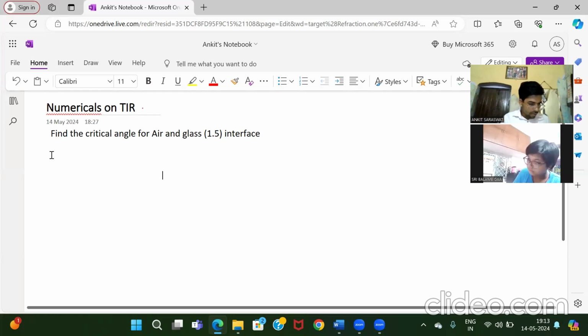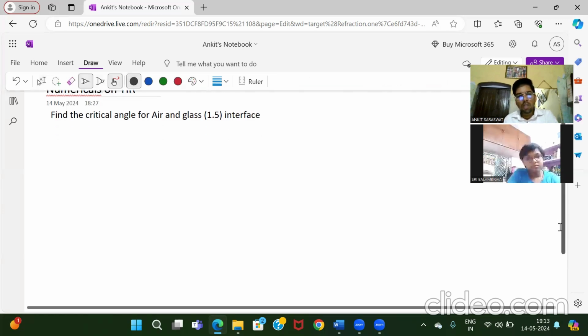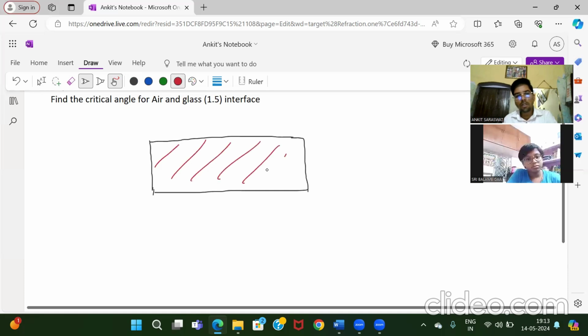Sir, I don't think we went through the formula, sir. What? Formula is like, just a minute. I will discuss the concept first. This is a glass slab, the air and glass interface. This is our glass. It is having the refractive index of how much? 1.5.